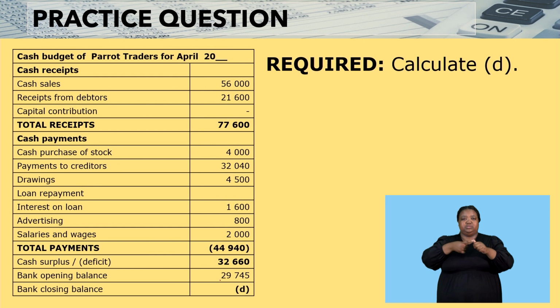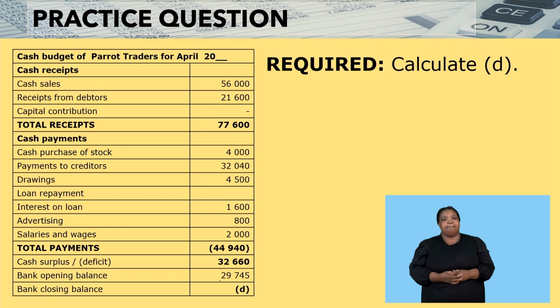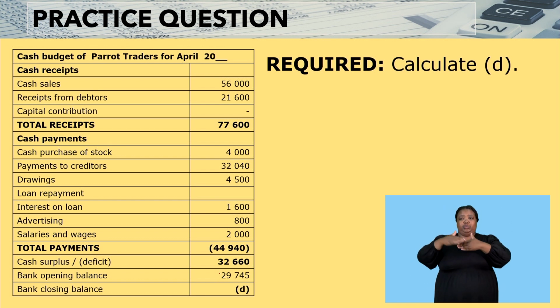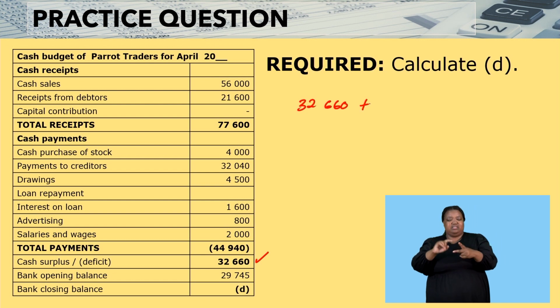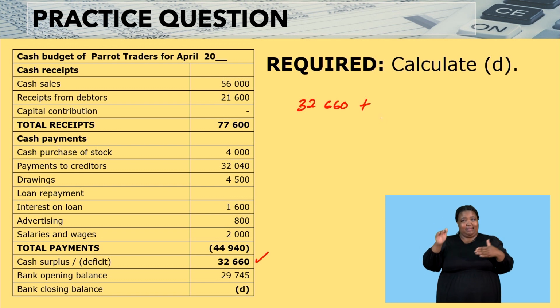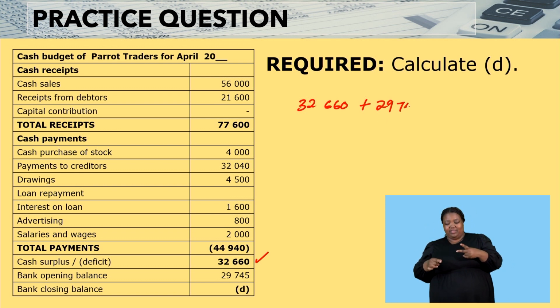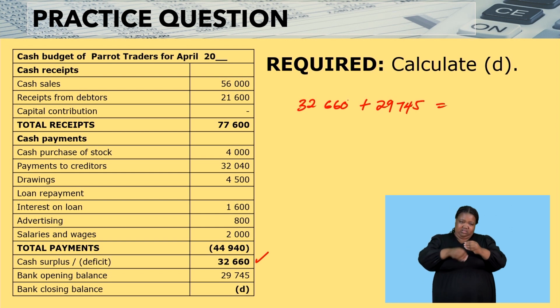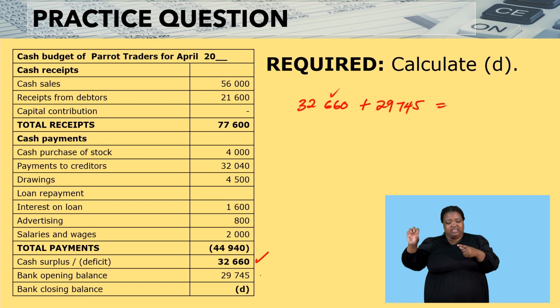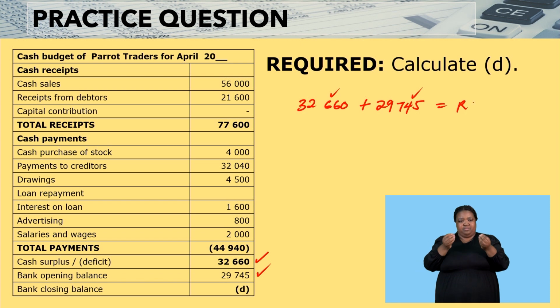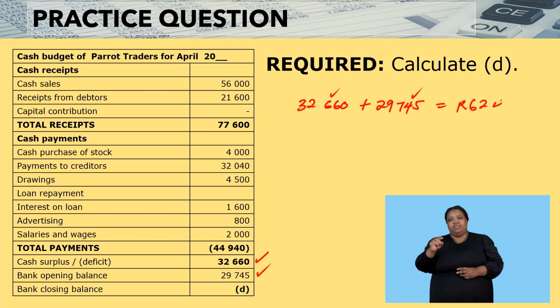Then the next one says calculate D. D is the closing bank balance. To get the closing bank balance, I must take my cash surplus of 32,660 plus the opening bank balance of 29,745. I add these two. 32,660 here plus 29,745, that's that one. It would then give me 62,405.